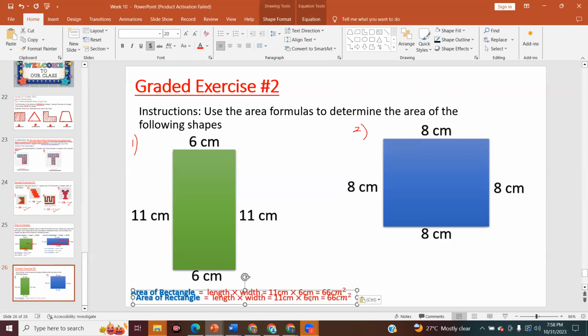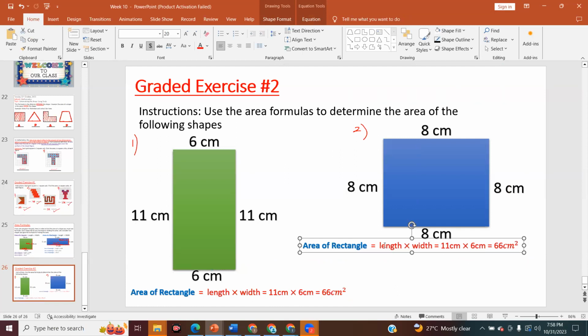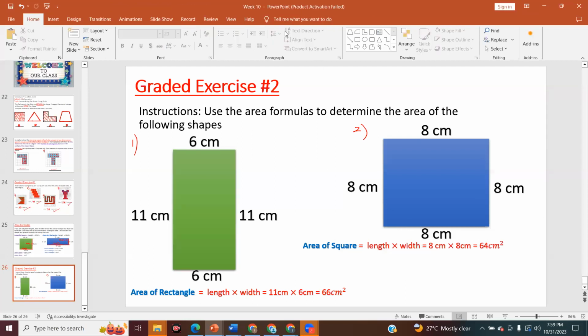Number 2 is the area of a square. The area of a square is also length times width, but what is the length in this case? 8, right? By the way, what did y'all have for number 2? 64. Okay, and what is 8 times 8? 64 centimeters squared. Very good.